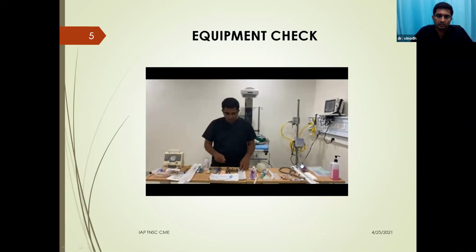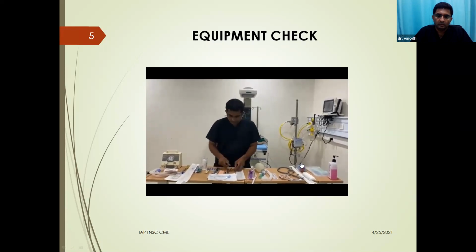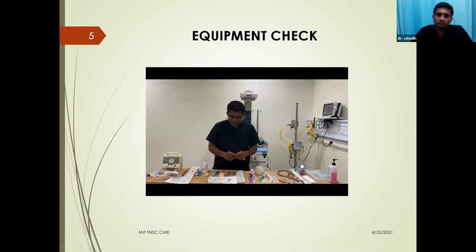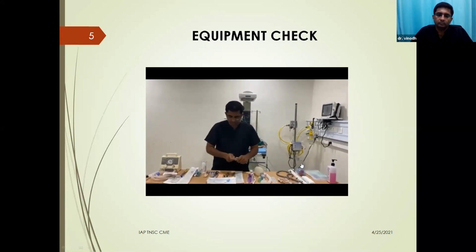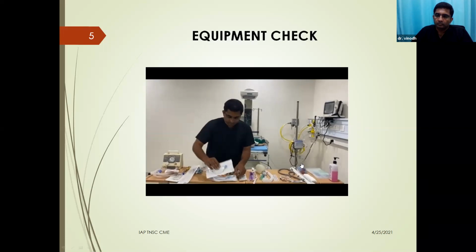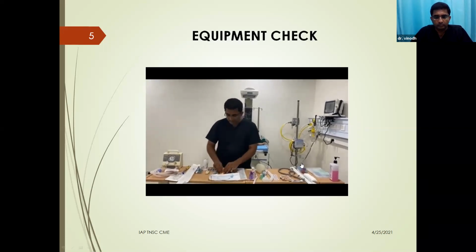So coming to intubation, we need to have laryngoscope blades of sizes 0 and 1. 0 is desirable. The more important thing is we need to see whether it is functioning well. So we need to have an extra set of batteries. Still it is optional. Then ET tubes of sizes 2.5, 3 and 3.5. So we need to have adhesive tapes to fix the ET tube.